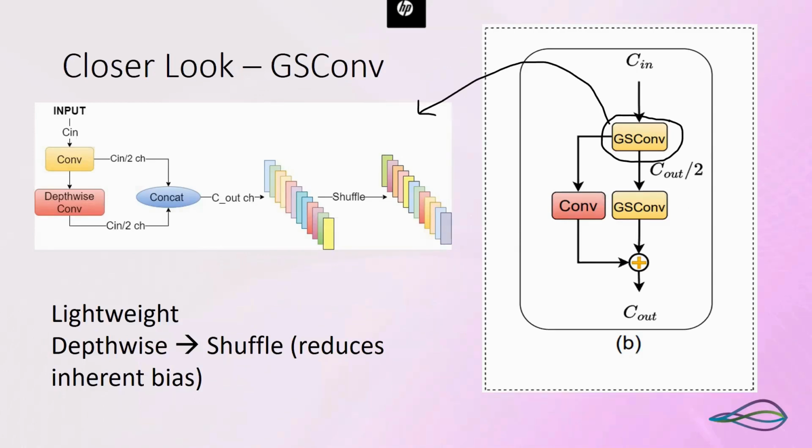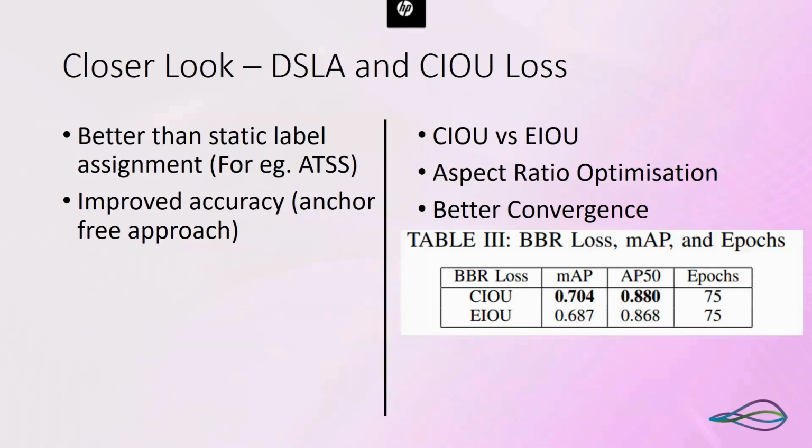That is convolution, then half of the channels are convoluted, half of them are depth-wise convoluted, then they are combined, and in the end, there is a shuffle operation. Whatever channels and features that have been generated, you simply shuffle it to reduce any inherent bias of the model. This keeps our model lightweight, and since this is a feature aggregation part, we needed something good and lightweight. So that is all about GS convolution.